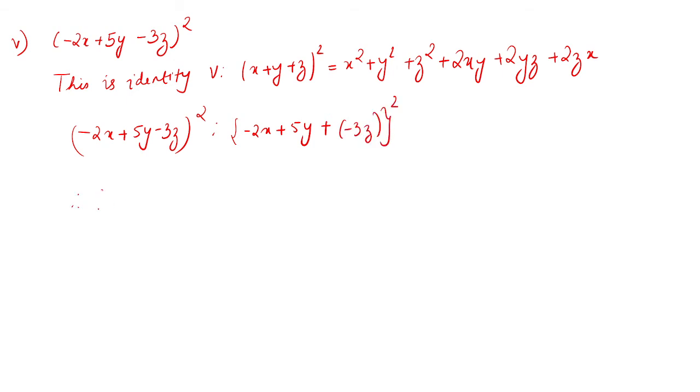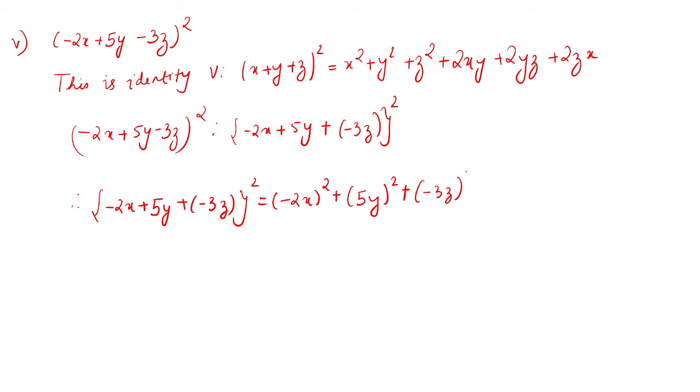Therefore you can write this as minus 2x plus 5y plus minus 3z, the whole thing square. Use the formula. What is x square in the case of this? Minus 2x, the whole thing square, plus what is y square in the case of this? 5y, the whole thing square, plus z square value is going to be minus 3z, the whole thing square, plus 2 into x value is going to be minus 2x, y value is going to be 5y, plus 2 into y value is going to be 5y.